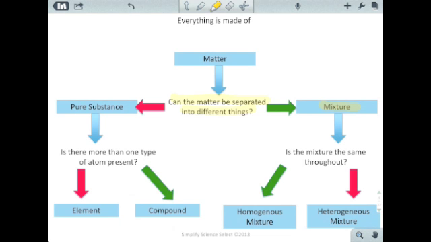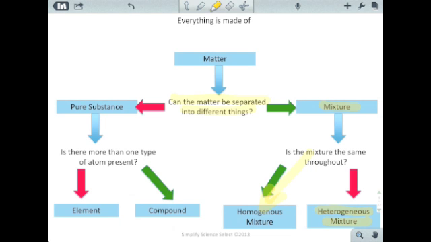Okay, and then once we figure out the mixture, all we have to do is ask ourselves, is the mixture the same throughout? Meaning, can we see distinguishable parts? If we can't, the mixture is the same throughout, so yes, it is the same throughout. That's a homogeneous mixture. But if you can see things floating in it, it's not the same throughout, it would be a heterogeneous mixture.